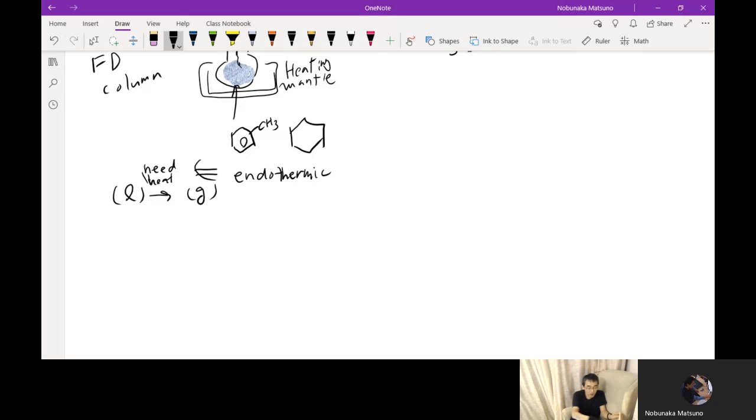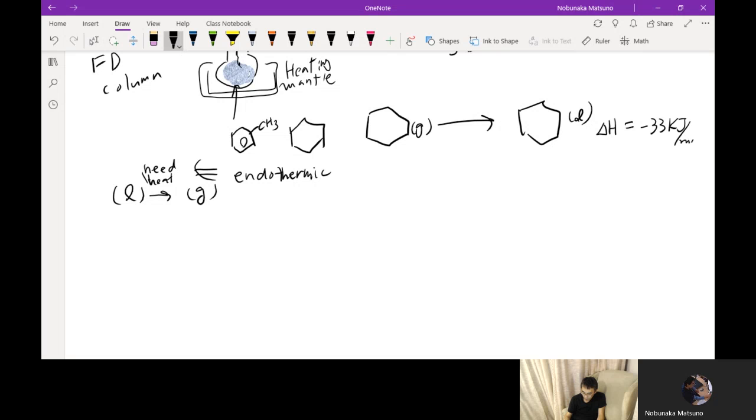Now the reverse reaction would be cyclohexane gas going into cyclohexane liquid. The reverse process would be exothermic. In this process, delta H, the enthalpy of reaction, is roughly minus 33 kilojoules per mole.